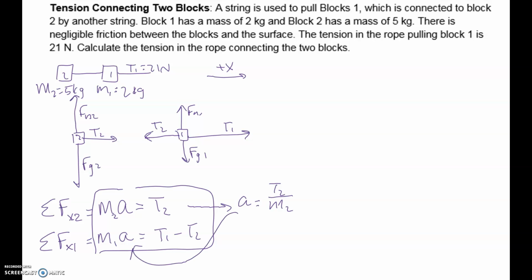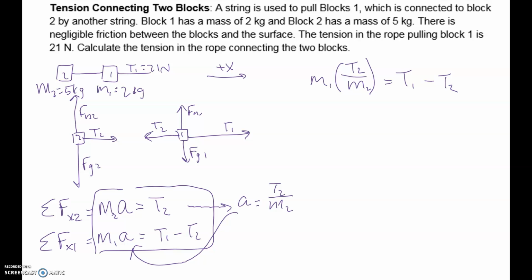So we end up with, actually I'm going to continue writing up top here. We've got mass 1 times acceleration, which we found to be t2 divided by m2, is equal to t1 minus t2. So now we have one equation with one unknown. The only thing we don't know is tension 2. That's great. Thing is, now we need to simplify because we want t2 to be all in one term. Right now there's 2 terms with t2.